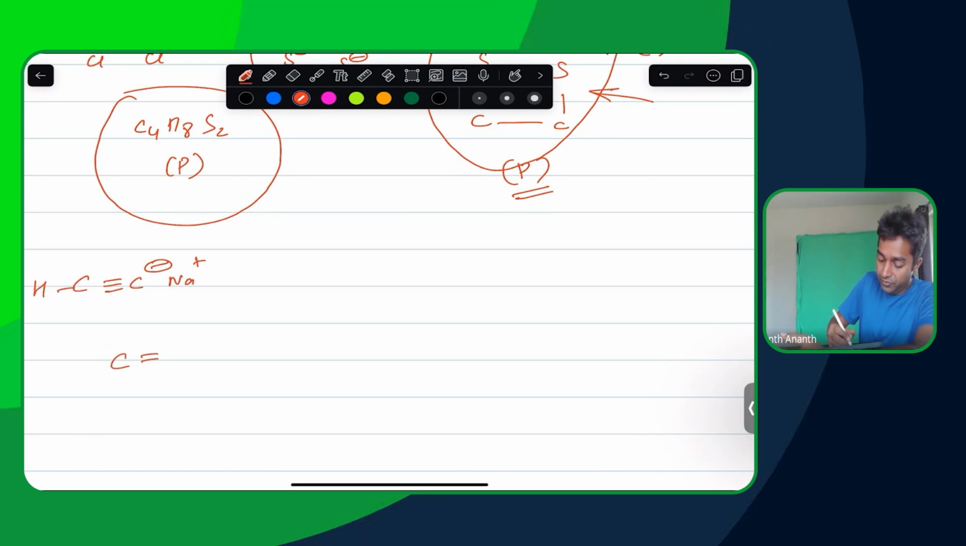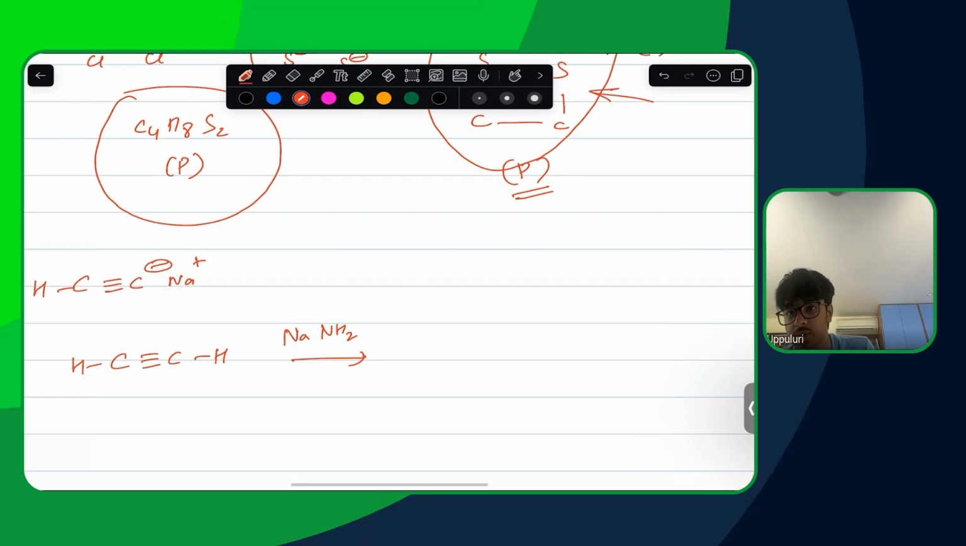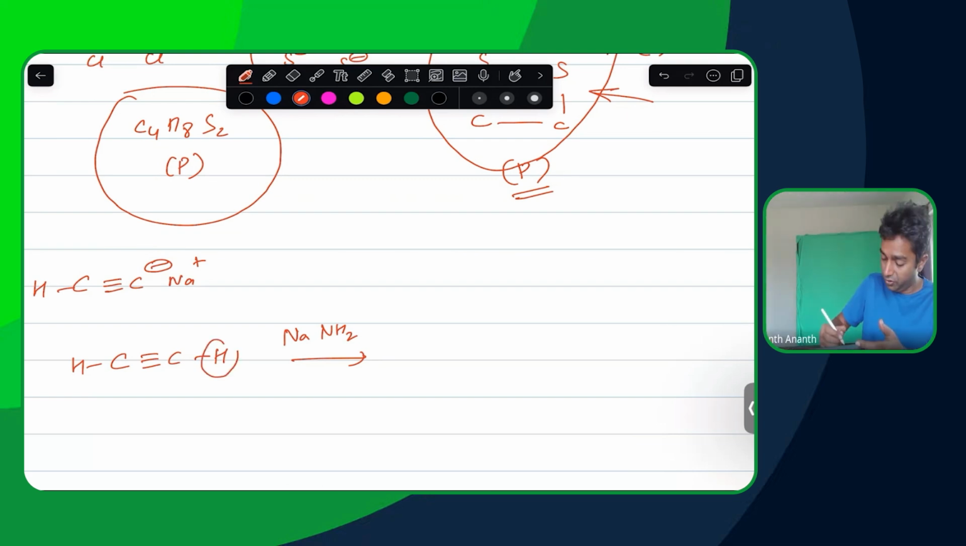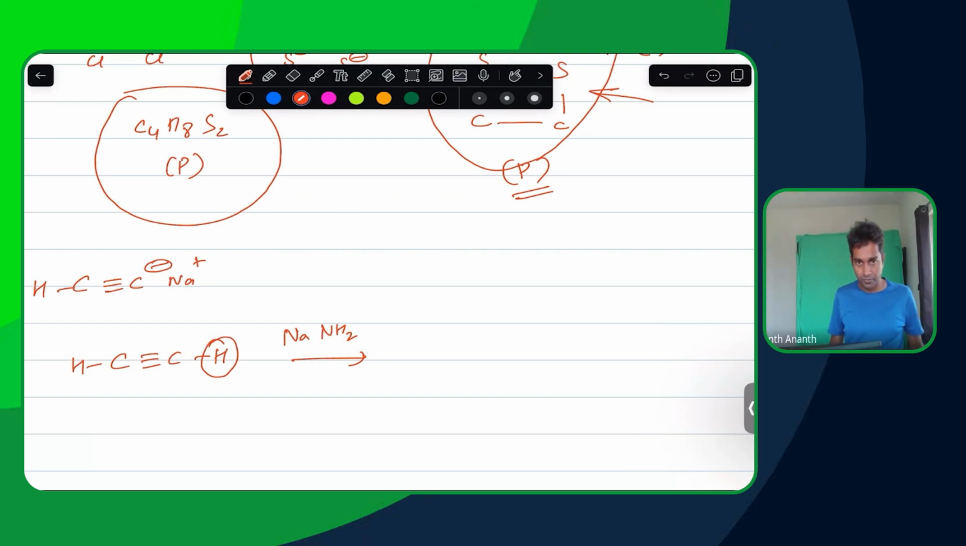I have to take this guy and hit it with something like, say, NaNH2. Correct? Will I get this with NaOH? No, you won't. That means this fellow cannot be removed by OH minus. Right? What does that tell you?